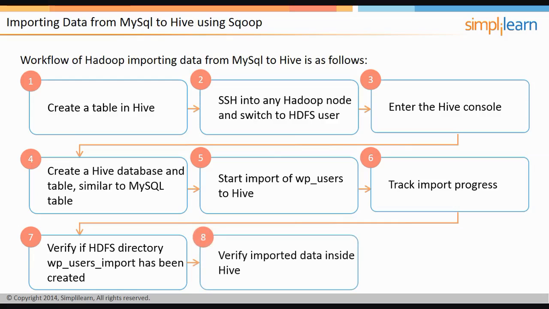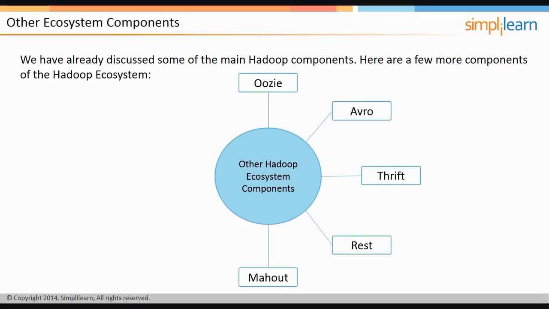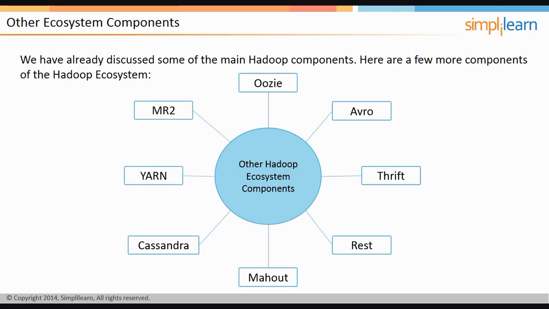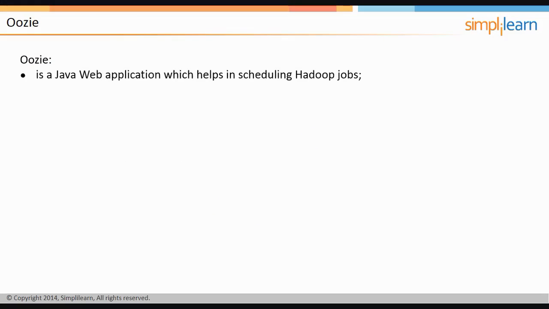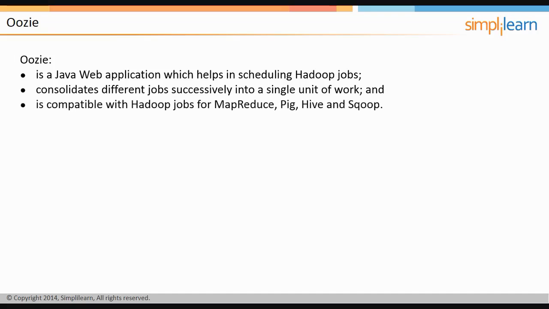In the following screens, we will have an overview of other ecosystem components. Some of the important Hadoop ecosystem components are Oozie, Avro, Thrift, REST, Mahout, Cassandra, YARN, MR2. Let us look into the concept of Oozie in the next screen. Oozie is a Java web application that helps in scheduling Hadoop jobs. It consolidates different jobs successively into a single unit of work. It is compatible with Hadoop jobs for MapReduce, Pig, Hive, and Sqoop.